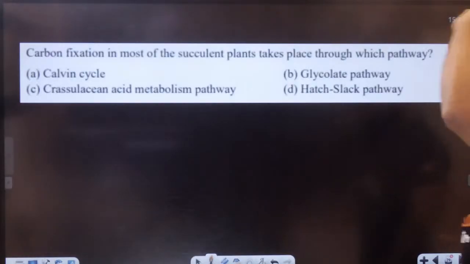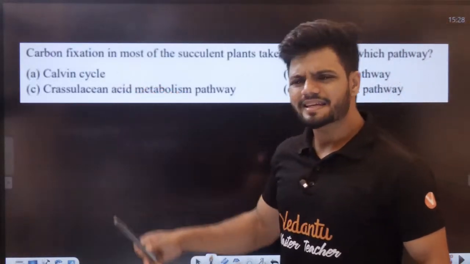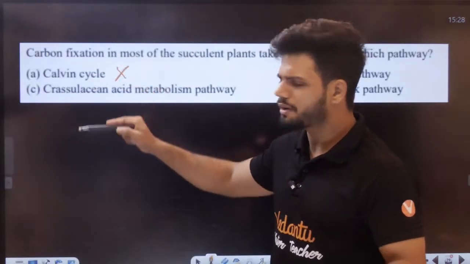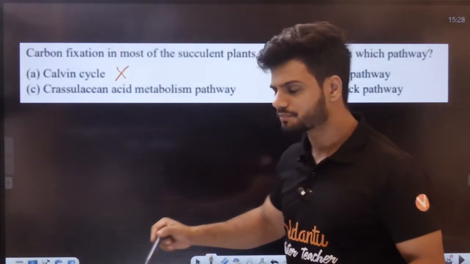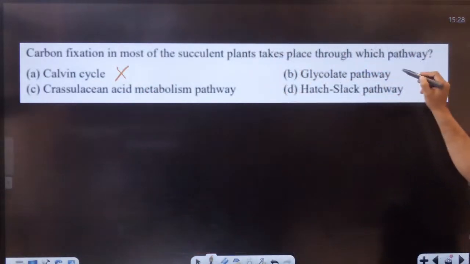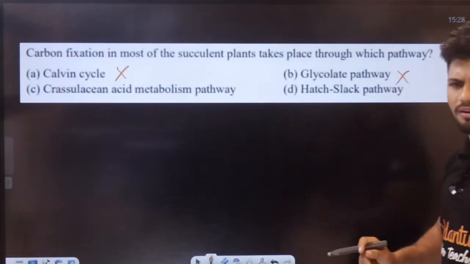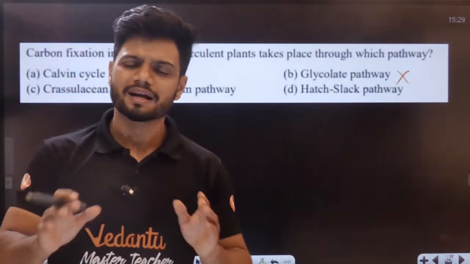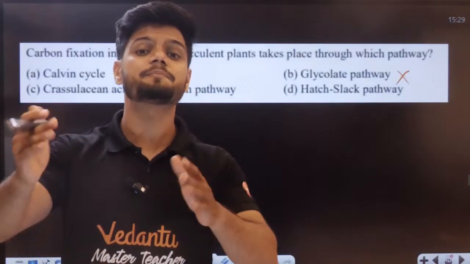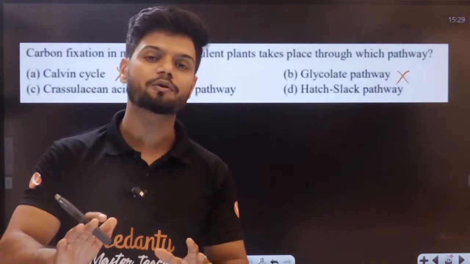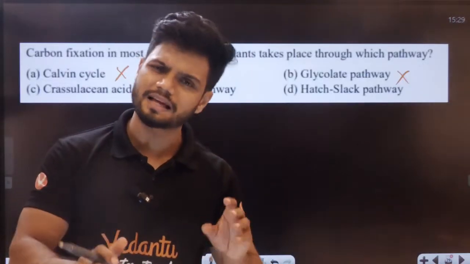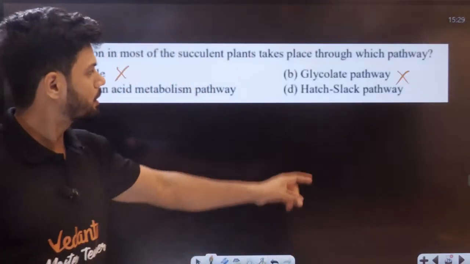Okay, all of you know what the Calvin cycle is. The Calvin cycle will happen in all the plants, so it is not the answer because there is nothing specific there. Okay, the glycolytic pathway will happen in every single plant. Glycolysis has to happen because glycolysis is the first step in respiration. So glycolysis will need to happen in all the animals, all the plants, all the bacteria.